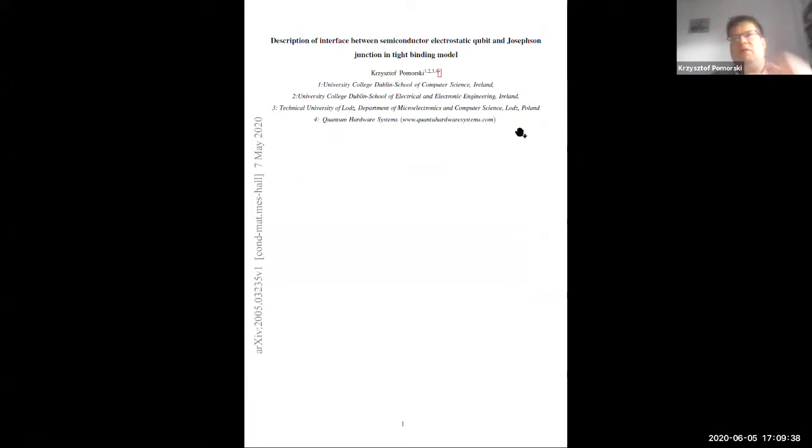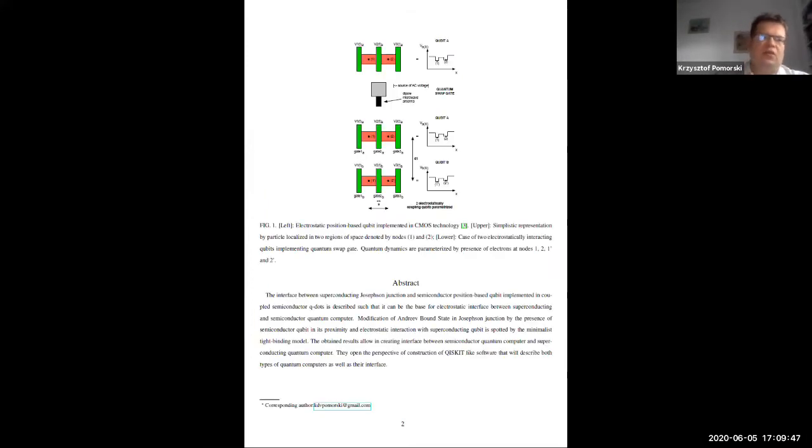All right, so now I'm moving towards a description of this interface between a semiconductor electrostatic qubit and a Josephson junction in tight-binding mode. So basically, what we see is that we can have a chain of two coupled quantum dots, 1 and 2, and that could be easily implemented in semiconductor electronics, with the usage of CMOS transistors. And in such a case, the electron position is between nodes 1 and 2.